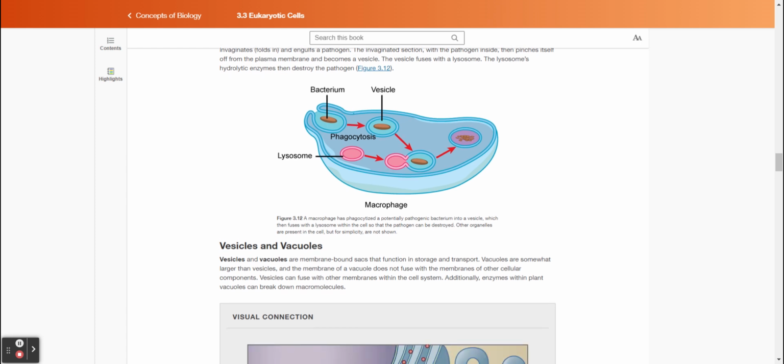Figure 3.12. A macrophage has phagocytosed a potentially pathogenic bacterium into a vesicle, which then fuses with a lysosome within the cell so that the pathogen can be destroyed. Other organelles are present in the cell, but for simplicity are not shown.